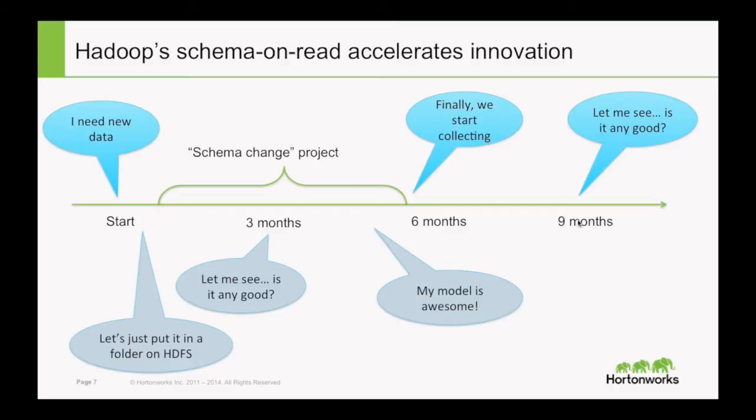What you see on the top is the standard process. I think I need new data. I go to my database administrator or somebody else in the operations team and say, hey, I need to put this new data in the database. I need to start collecting it so I can use it in my model. Well, that turns out to be a schema change project.